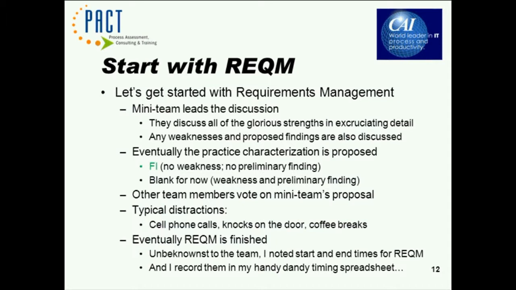So that proposal eventually gets made. Other team members do the gut check. They determine whether or not they believe what they've heard, and they vote on the mini team's proposal. They either agree with it or we have some discussion. Throughout this period, we have those typical distractions you have in any meeting. You have the cell phone calls. You have the knocks on the door. You have the people saying, hey, I need a coffee break. And after all of the discussion and all of the distractions, eventually we get finished with requirements management.